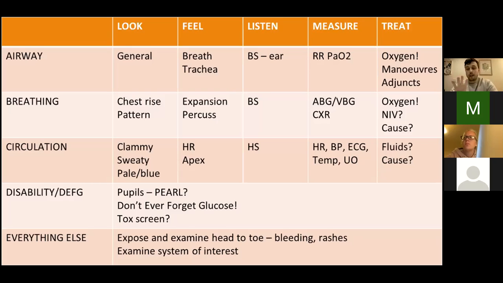So examine the abdomen, examine the long bones, look for any bleeding, look for any signs of trauma, and look for anything else around the bed as well. So if there's an emergency scenario, assess the patient in an A, B, C, D, E manner, or sort of an ILS manner. Okay.